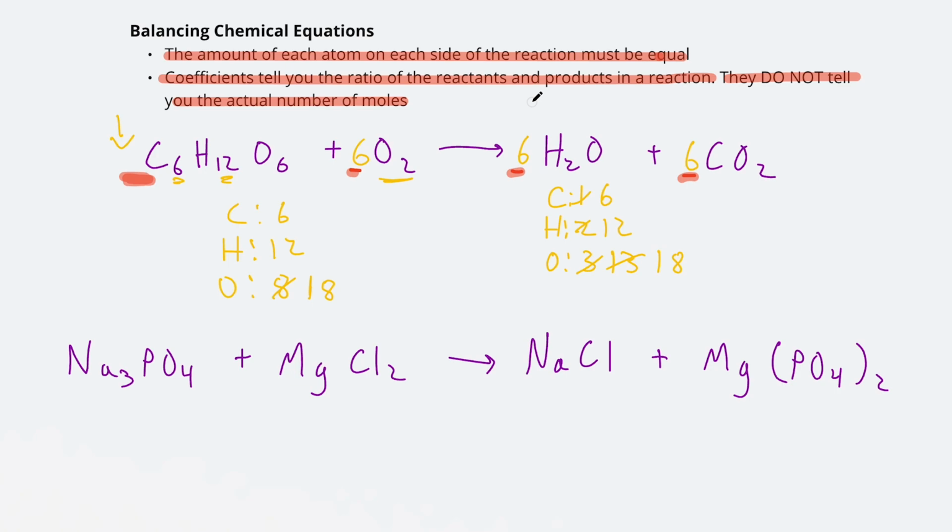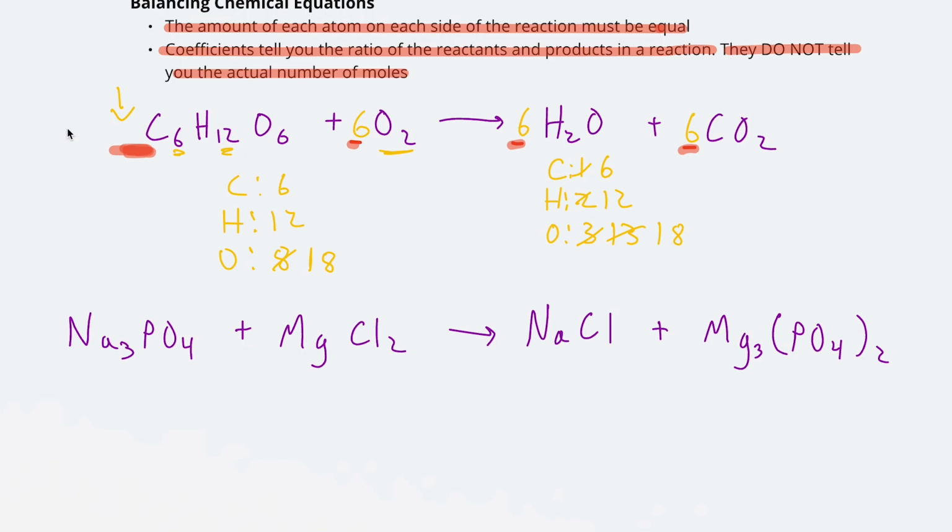What you don't want to do, and what some people do, is they look at the coefficient and then they'll say, oh, because that coefficient is 1, I have 1 mole of that substance. And that's not what it is. The coefficient is just telling you the ratio of the products and reactants in the particular reaction.